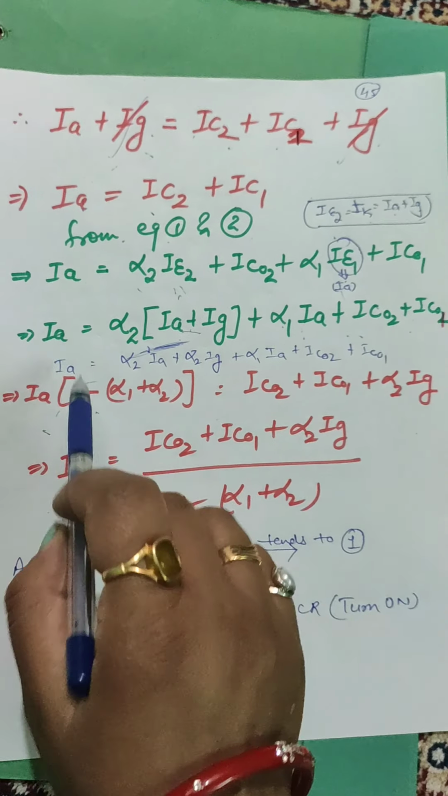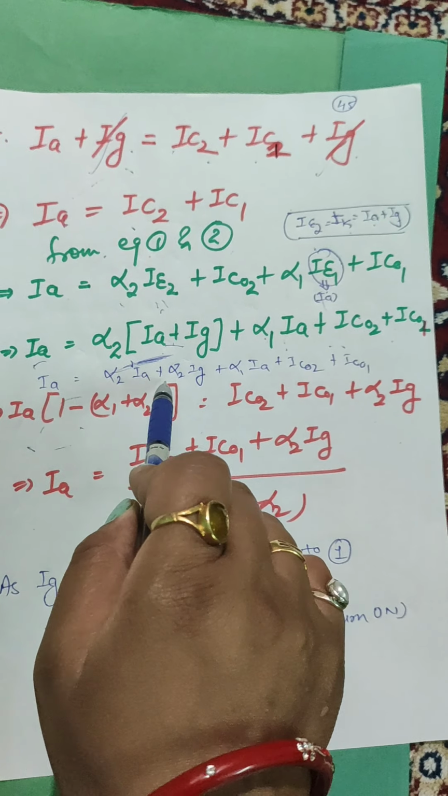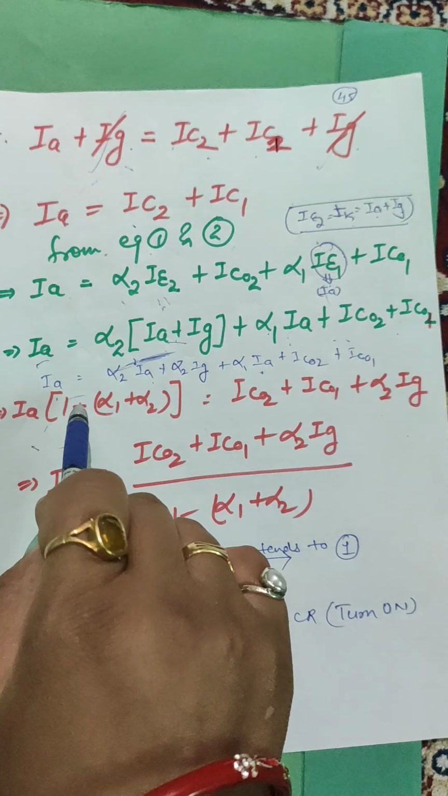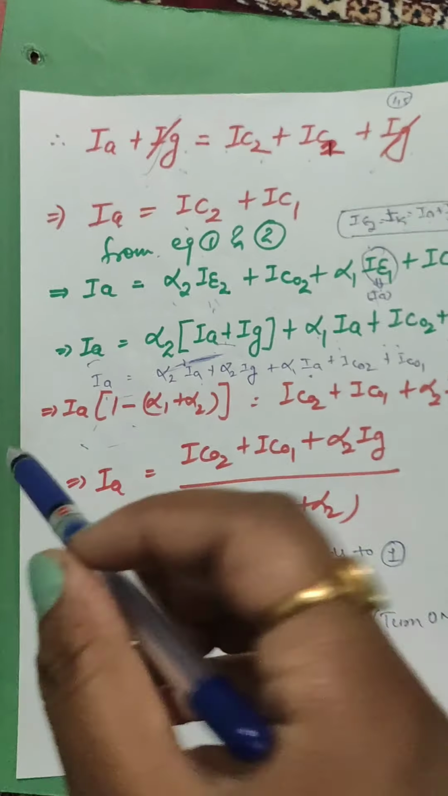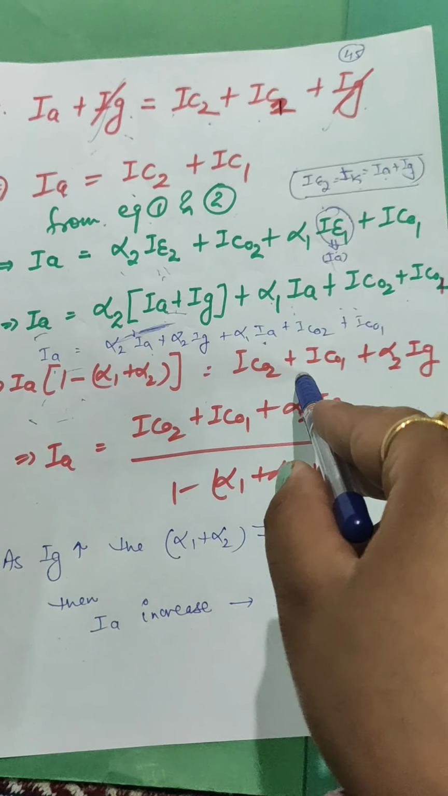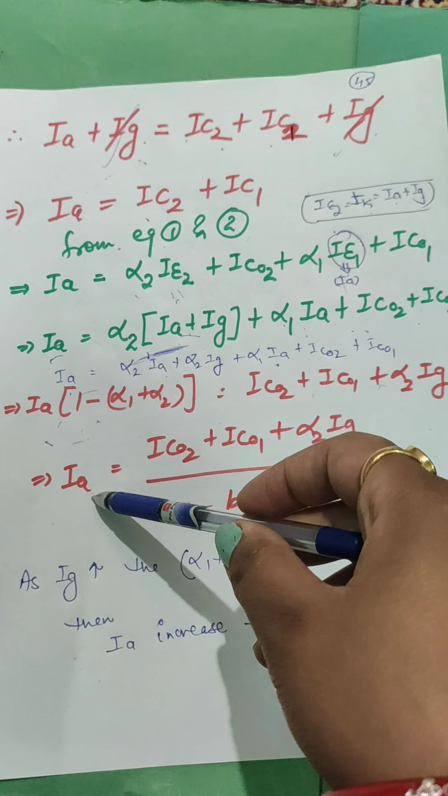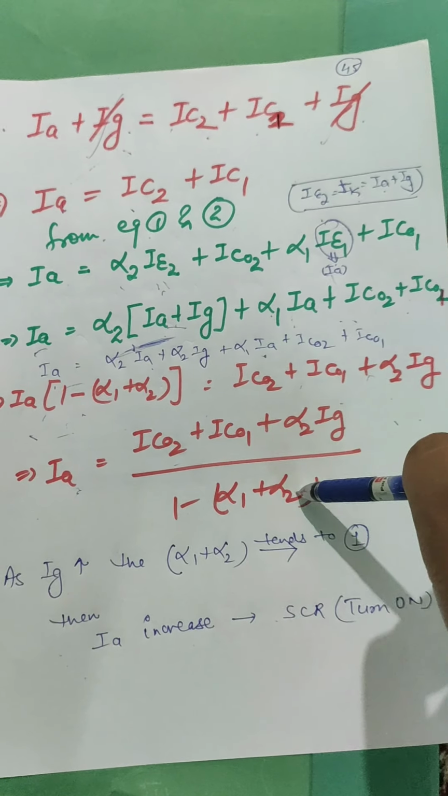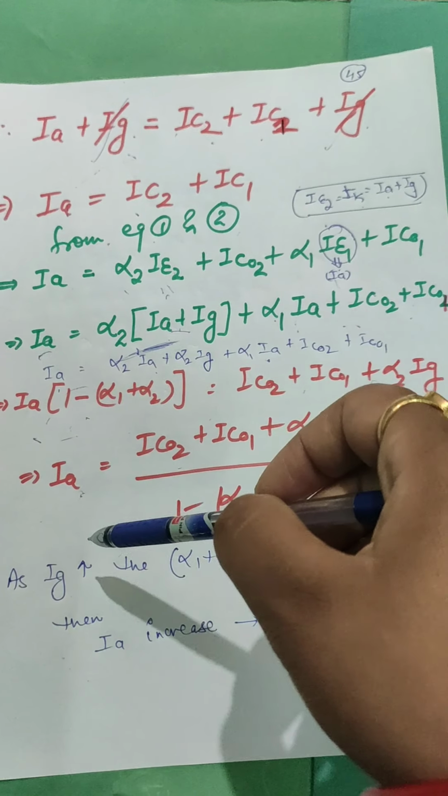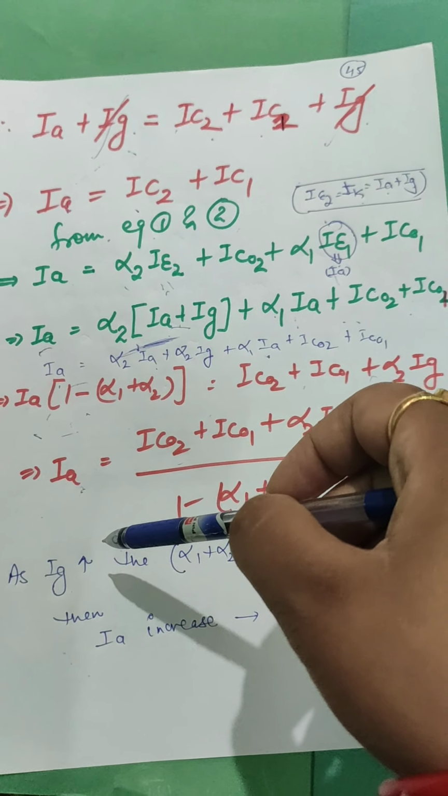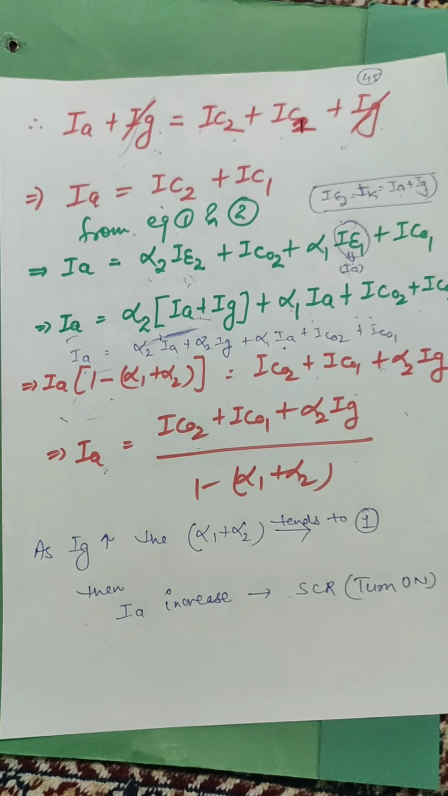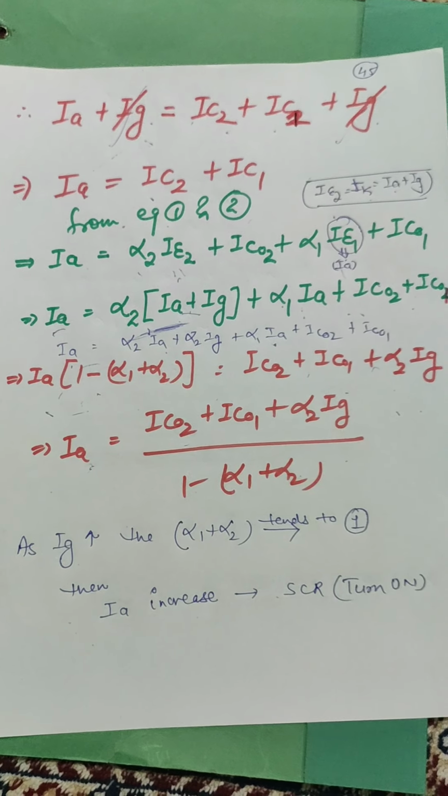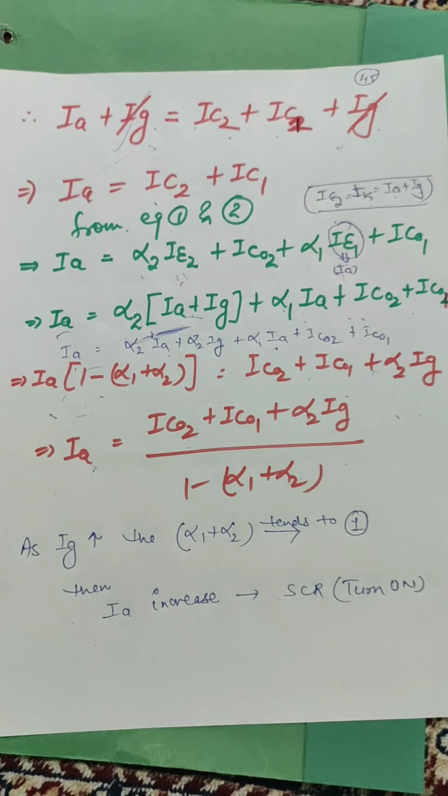Here IA is common, so we get IA times (1 minus alpha 1 minus alpha 2) equals ICO2 plus ICO1 plus alpha 2 IG. From the equation we get IA equal to (ICO1 plus ICO2 plus alpha 2 IG) upon (1 minus (alpha 1 plus alpha 2)). If the gate current IG increases, alpha 1 plus alpha 2 tends to 1, and the SCR will be turned on.